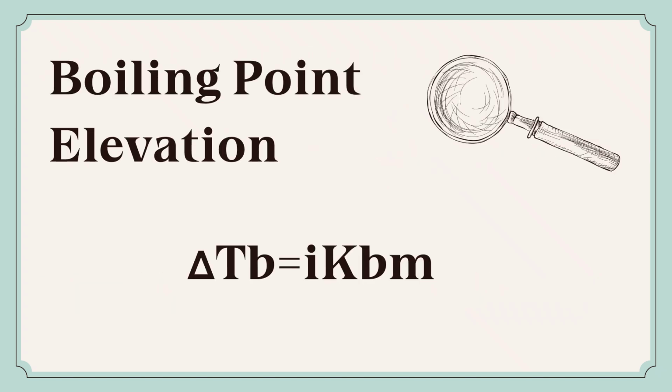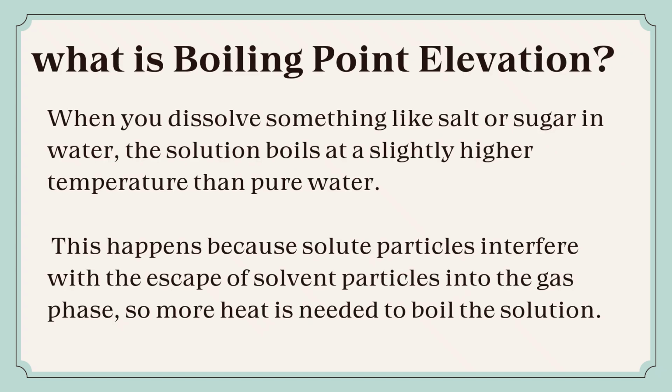So now we're moving on to the boiling point elevation. The formula can be read as delta T sub B equals i times K sub B times m. So what is boiling point elevation? When you dissolve something like salt or sugar in water, the solution boils at a slightly higher temperature than pure water. This happens because solute particles interfere with the escape of solvent particles into the gas phase, so more heat is needed to boil the solution.